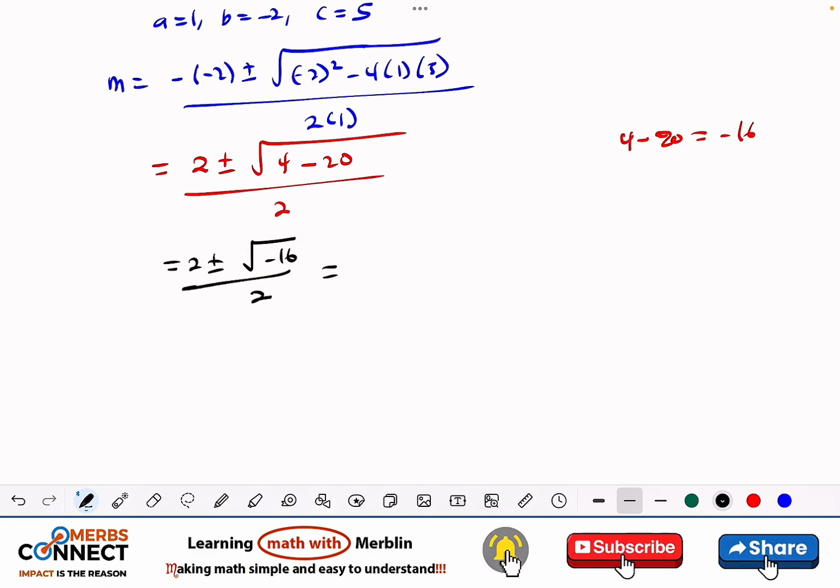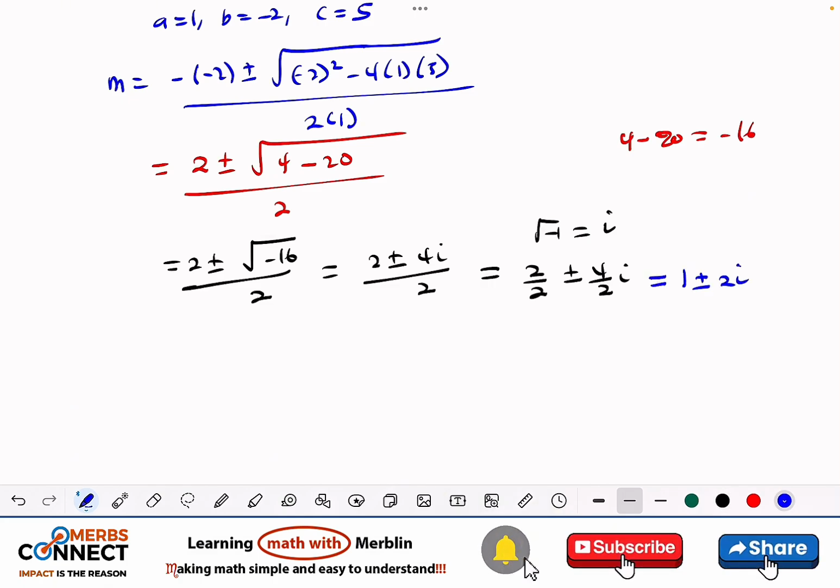So as I said, the root of 16 is 4, and the root of minus 1 is i. So this is going to give us 4i divided by 2, and this is going to give us 2 divided by 2 plus or minus 4 divided by 2 i, and this is going to give us 1 plus or minus 2i. And this is of the form u plus or minus v i. So my u is equal to 1 and my v is equal to 2. Good.